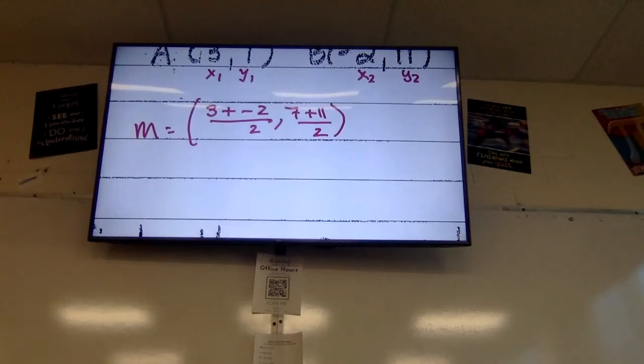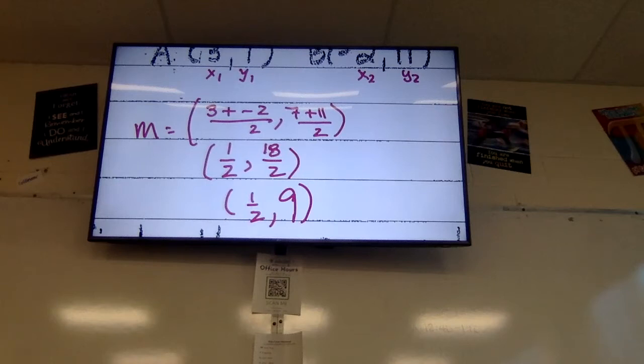3 plus negative 2 is going to be 1 over 2, and then 7 plus 11 is going to be 18 over 2. If you like to write 1/2 as 0.5, that's totally fine with me. I like it as a fraction, so I'm going to leave it as 1/2. But if you would prefer to write it as 0.5, that is okay as well. So just be consistent with what you do. And then my 18 over 2 is going to be 9. 1/2 comma 9.